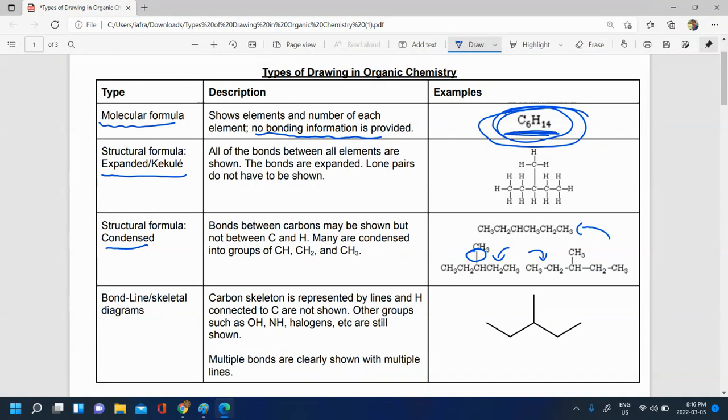So typically, you'll see that when you want a lot of information in detail, you'll go with an expanded structural formula. And if you just want to do something quick where you want to get the general idea of how things are bonded, you can do a condensed structural formula.